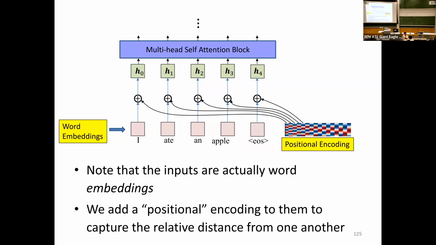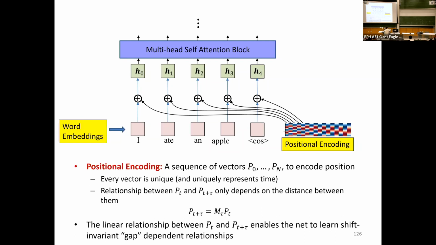That's easy enough. I can just generate them using random vectors. Because if I generate random vectors, these are going to be unique at each position, but they still don't capture relative position. So we're going to impose an additional constraint on them. I'm going to say that if I take the position vector at time t and the position vector at time t plus tau, the relationship between the two is a linear relation that only depends on the time difference. And so the relation between P1 and P4 is going to be the same as the relationship between P7 and P10. And that's going to be given by M3, right?